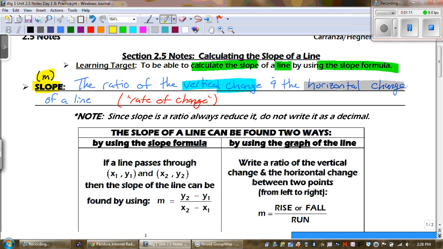So note, since slope is a ratio, we always need to reduce it. Do not write it as a decimal. It says it right there: no decimals. And remember that a ratio means fraction.